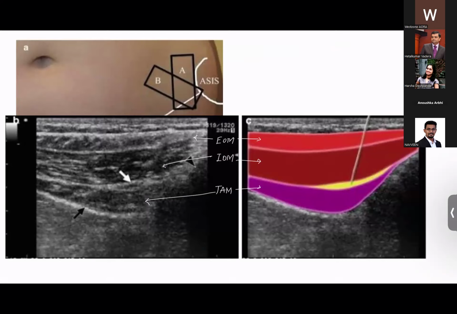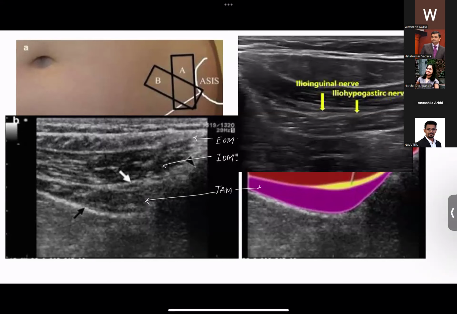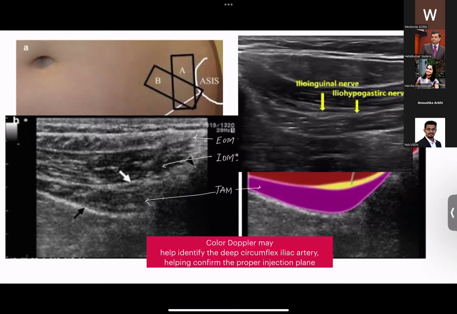So the internal oblique and the transversus abdominis and the plane between them. Sometimes we may see the ilioinguinal and the iliohypogastric nerve. Sometimes we may not be able to visualize, but the plane still remains the same. However, we have to keep caution and use color Doppler to identify the ascending branch of the deep circumflex iliac artery and to help confirm the proper injection plane, and always aspirate before you give the drug. We use 15 to 20 ml of local anesthetic in this plane.